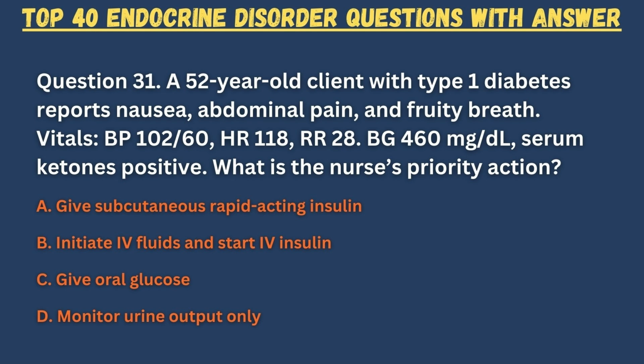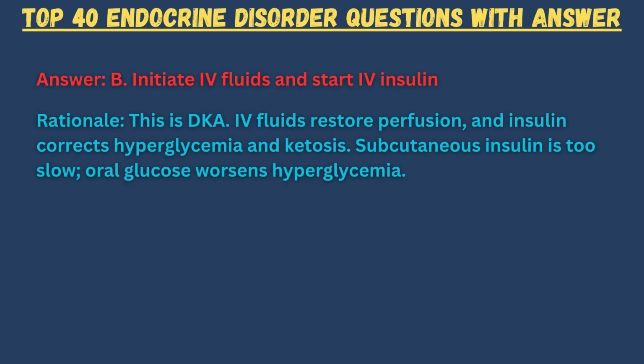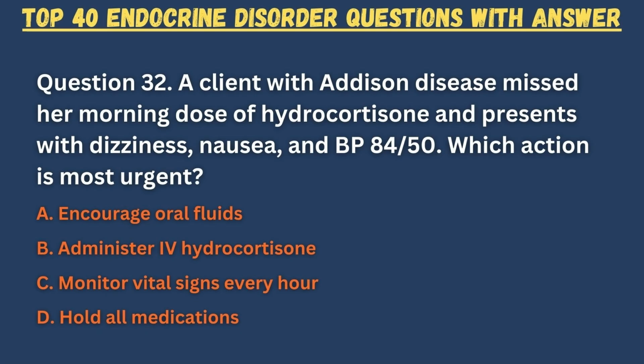A. Give subcutaneous rapid-acting insulin. B. Initiate IV fluids and start IV insulin. C. Give oral glucose. D. Monitor urine output only. Answer. B. Initiate IV fluids and start IV insulin. Rationale. This is DKA. IV fluids restore perfusion, and insulin corrects hyperglycemia and ketosis. Subcutaneous insulin is too slow. Oral glucose worsens hyperglycemia.